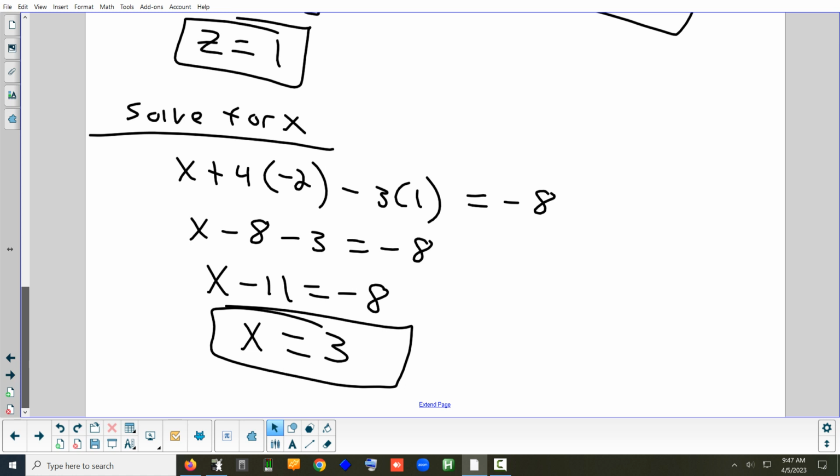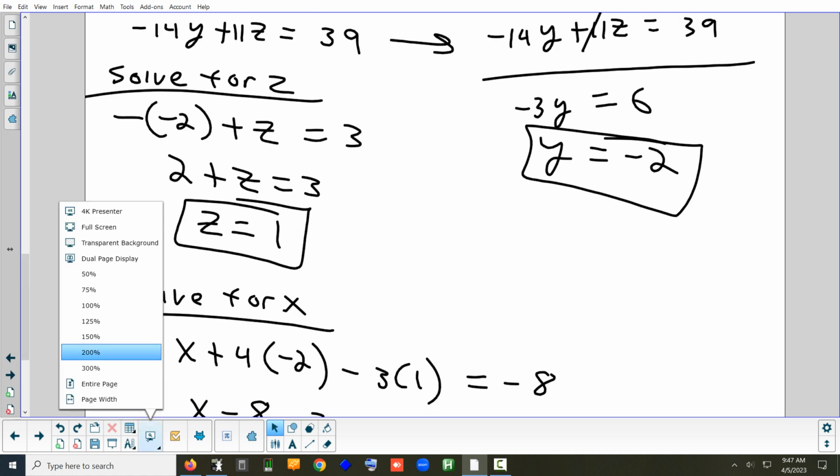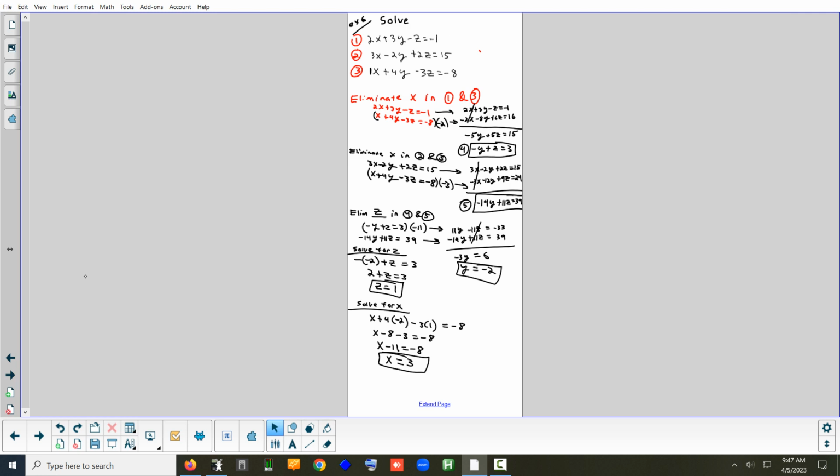So once you get used to the method, solving a 3x3 system isn't hard, it's very tedious. Right? If I zoom out, you can kind of get an idea of the work. We had to do elimination 3 times, and then we had to do substitution twice. We did substitution once to get z, and then once again to get x. But using this method, that's pretty much as efficient as we can be.